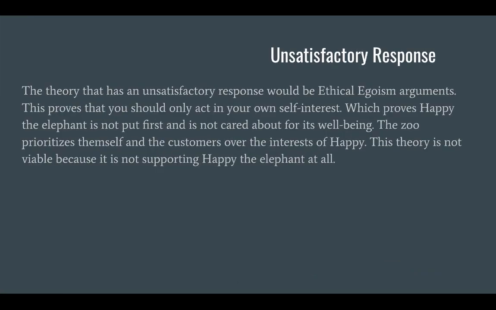An unsatisfactory response I chose would be by ethical egoism and the arguments they provided. It proves that you should only act in your own self-interest, which proves Happy the elephant is not put first and not cared about for her well-being. The zoo prioritizes themselves and the customers over the interests of Happy. This theory is not viable because it is not supporting Happy the elephant at all.